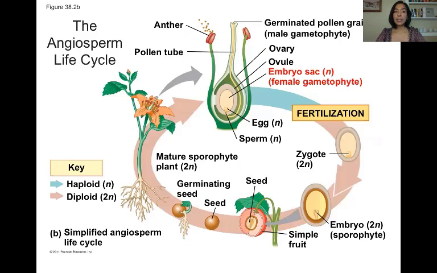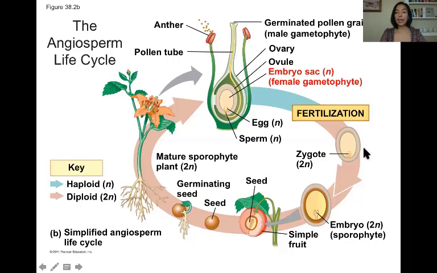Just to summarize, this is the life cycle of the angiosperm. So we have a plant that produces a flower, and in this flower, we're gonna have the pistil and the stamens. And the stamens are gonna produce the pollen, in particular in the anthers. The pollen will land in this pistil and the stigma. It will grow through the style, and it will reach the ovules. When that happens, we're gonna have a zygote.